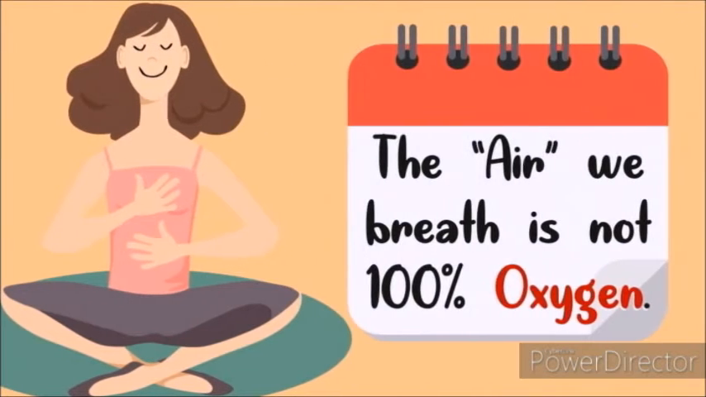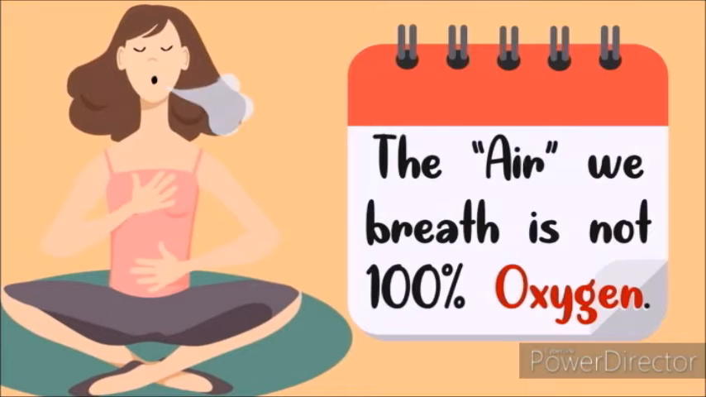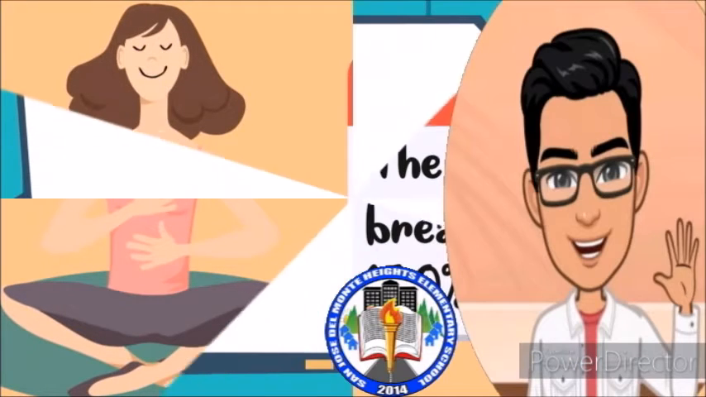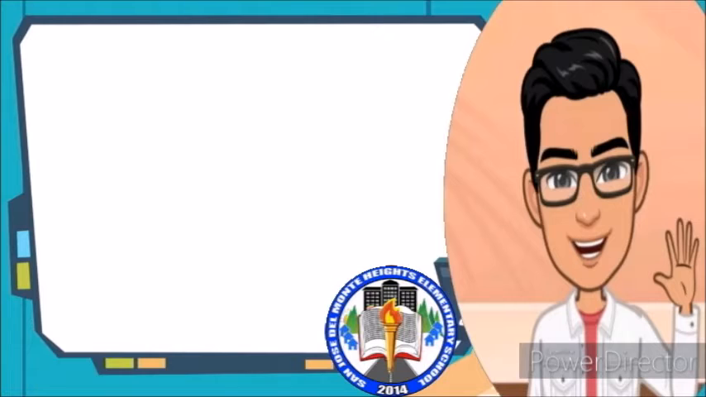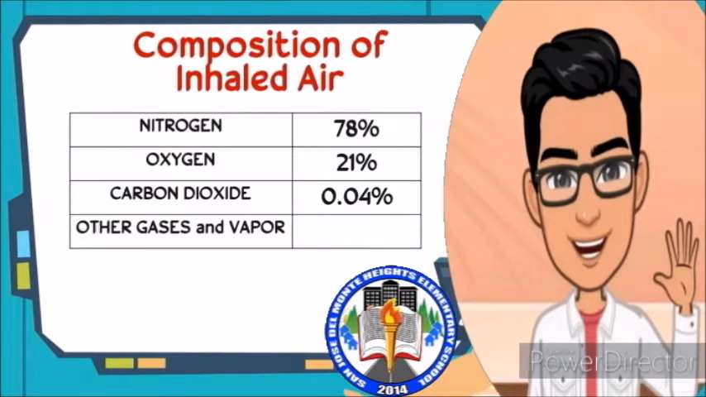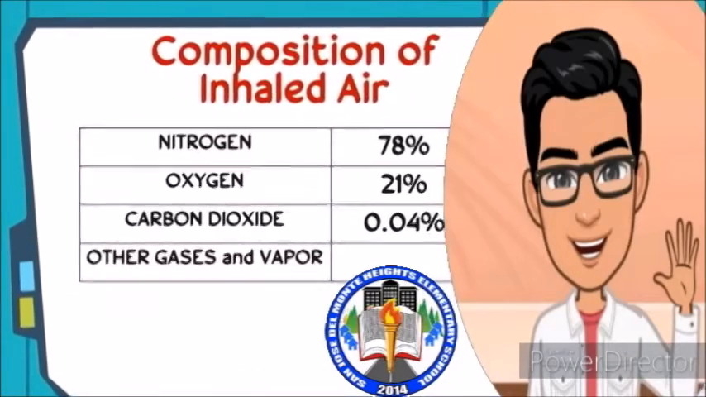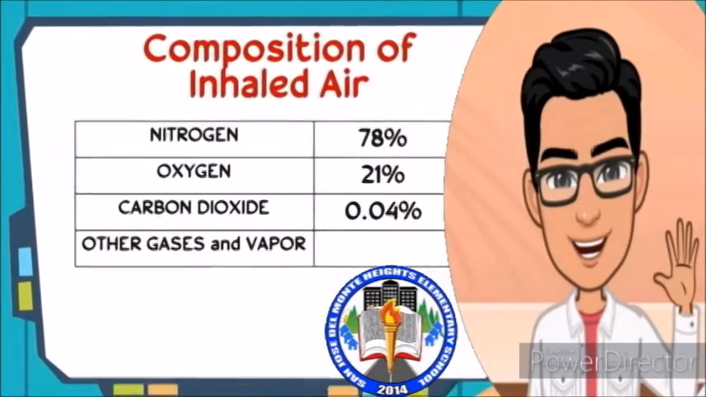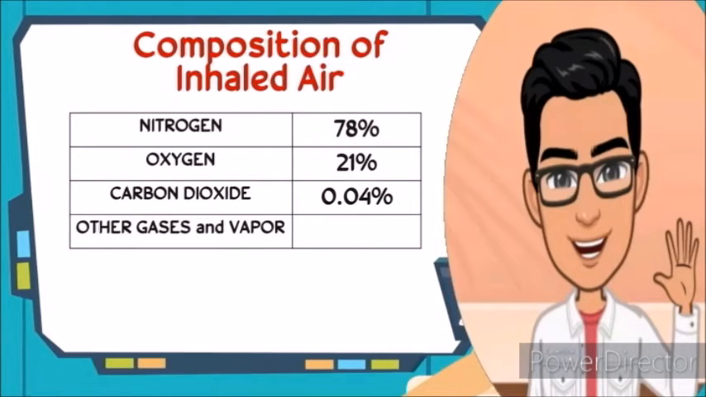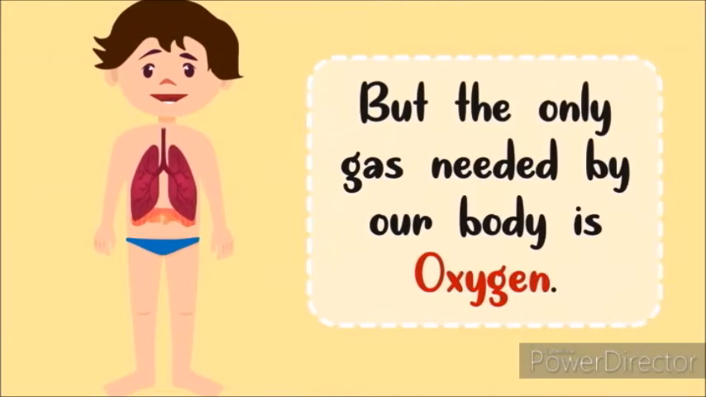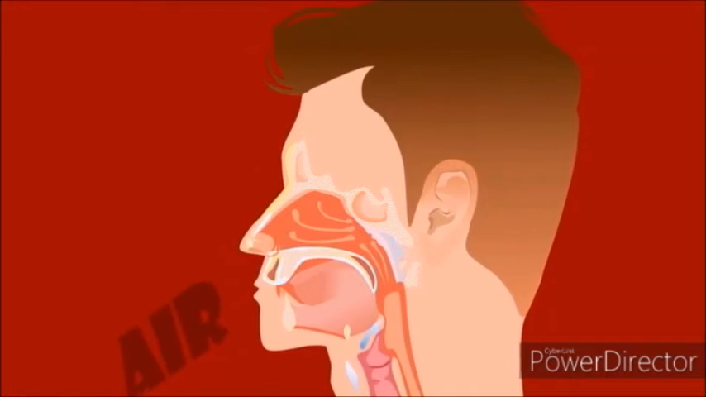The air we breathe is not 100% oxygen. It is actually a mixture of different gases. The air is composed of 78% nitrogen, 21% oxygen, 0.4% carbon dioxide, and other gases and vapor. But the only gas needed by our body is oxygen.